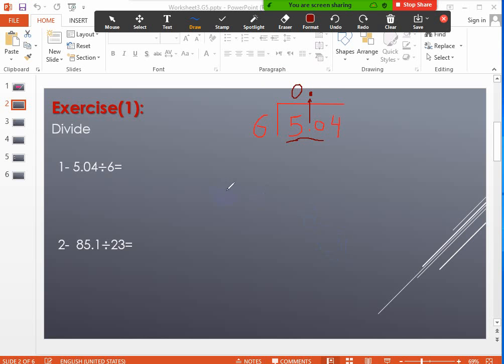Yes, Celine, open the mic and help me to divide 50 by 6. What is the number that if I multiply it by 6, it will give me the closest number to 50? 5 multiplied by 6 equals what? Yes, 6 multiplied by 8 equals 48. It will be the closest number to 50. That means I will use 8.